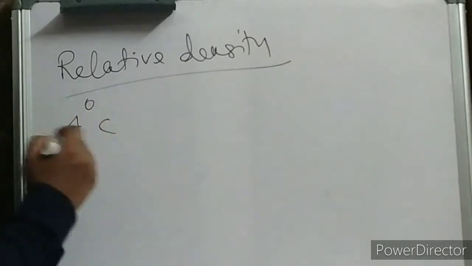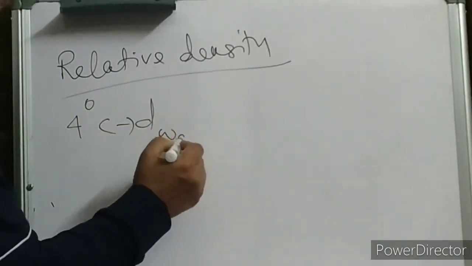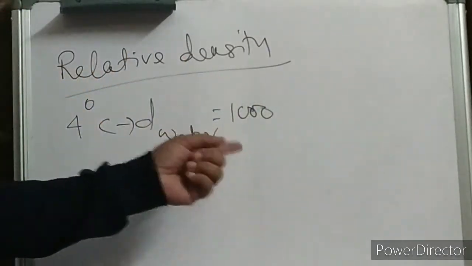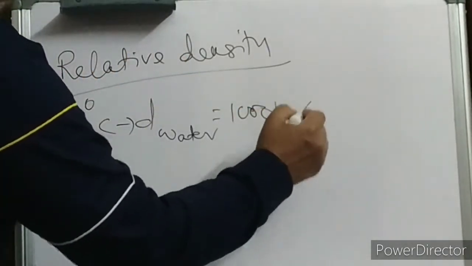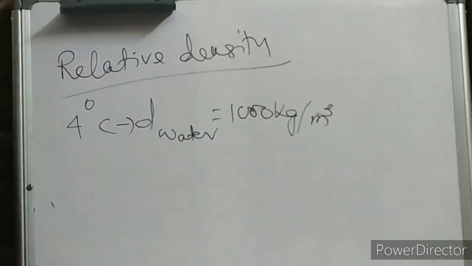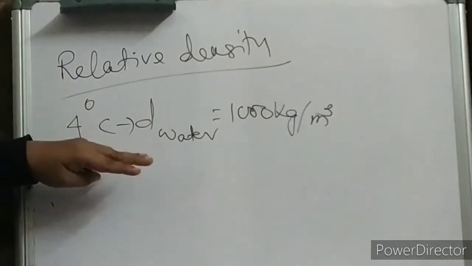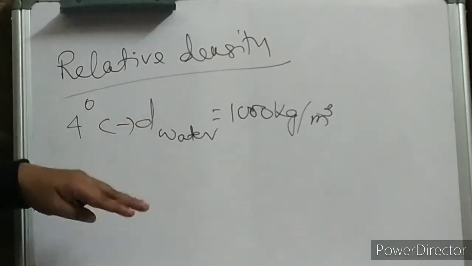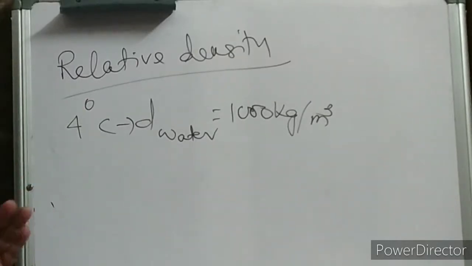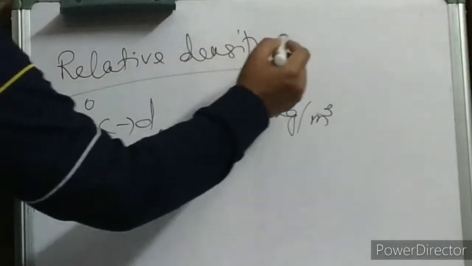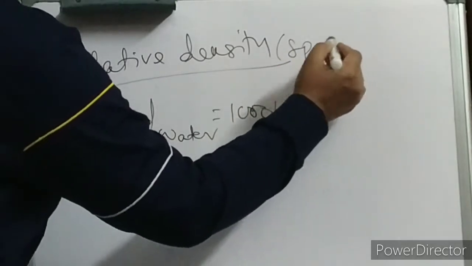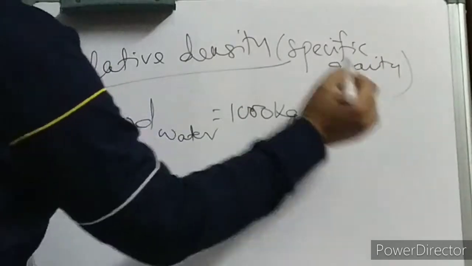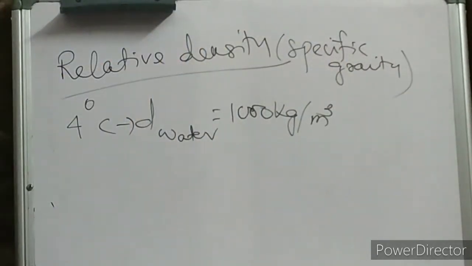So the density of water at 4 degrees Celsius, how much is it? It is there in every book: 1000 kg per meter cube. Meter cube for volume, kg for mass. Clear? Mass per volume is density. So we are going to take water as our reference substance. Then what is relative density? It is also called specific gravity. Another name is there, specific gravity, children.